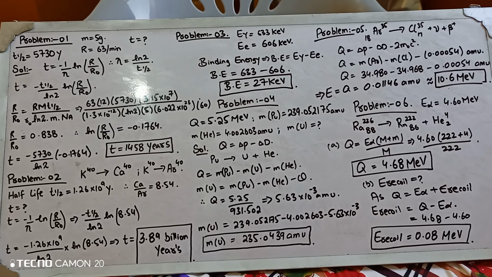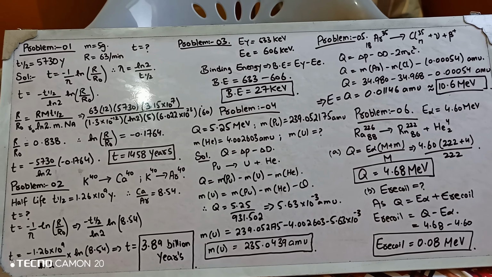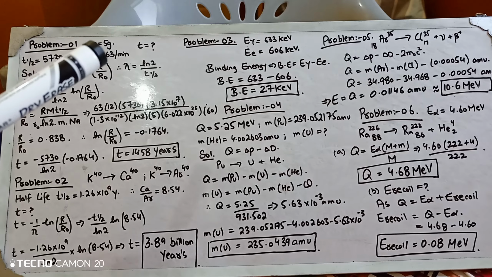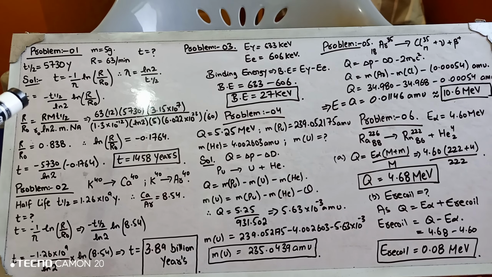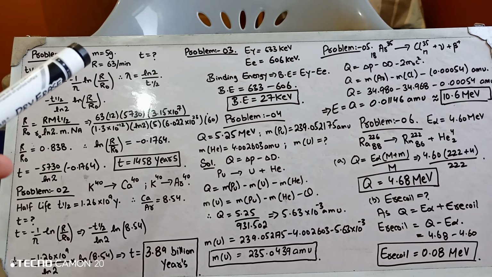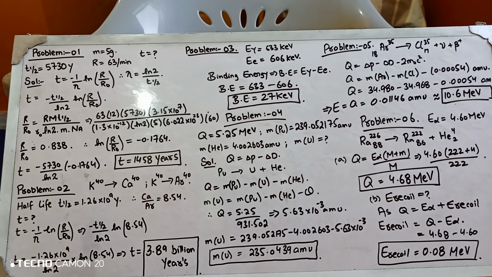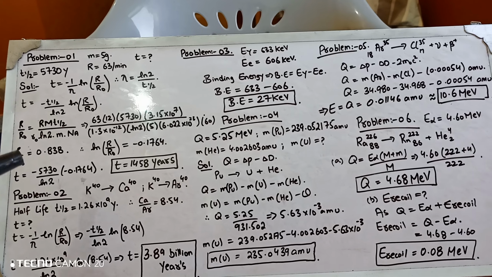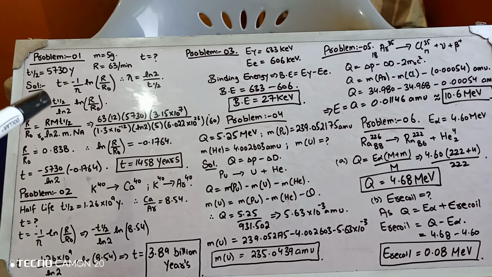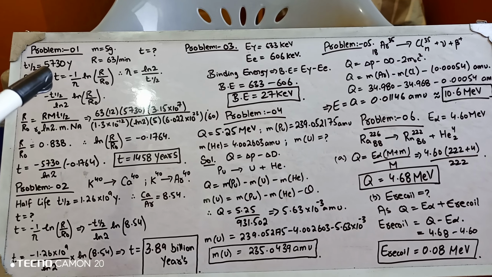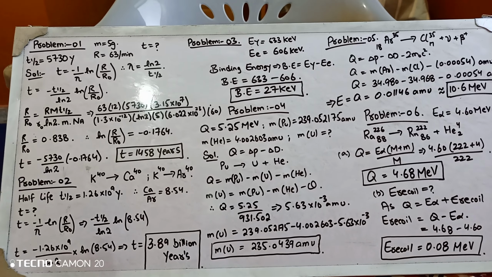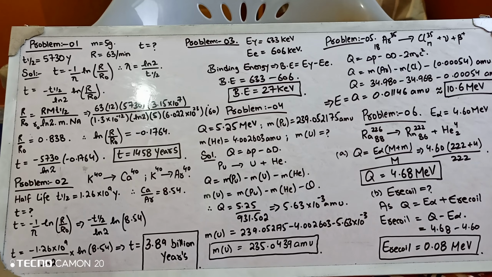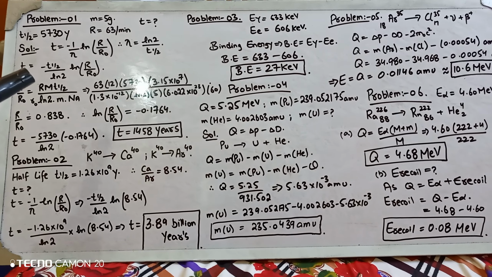In problem number 1, the mass of the charcoal sample is given, which is 5 grams. The activity of carbon-14 is also given, which is 63 disintegrations per minute. The half-life for carbon-14, T1/2, is 5730 years. You have to calculate how old the charcoal sample is, so you find the age of the charcoal.